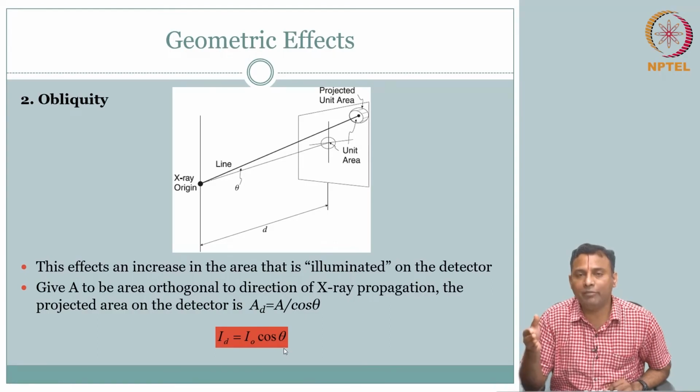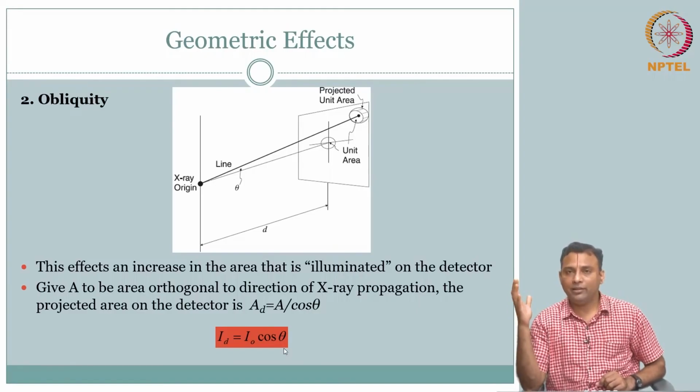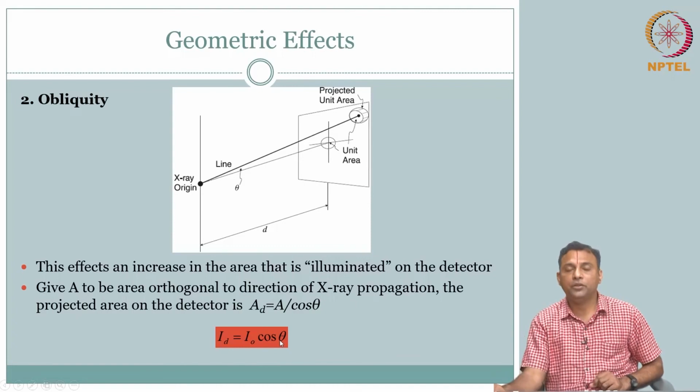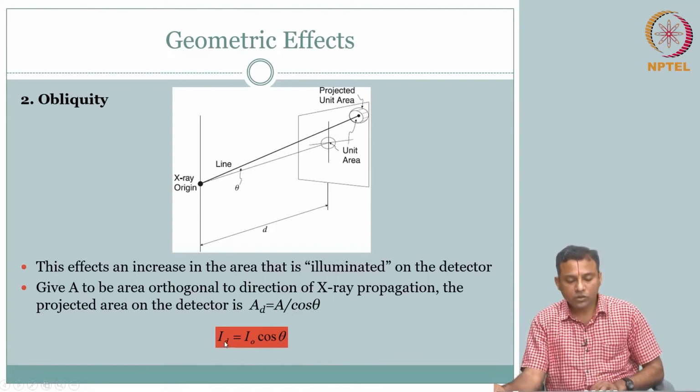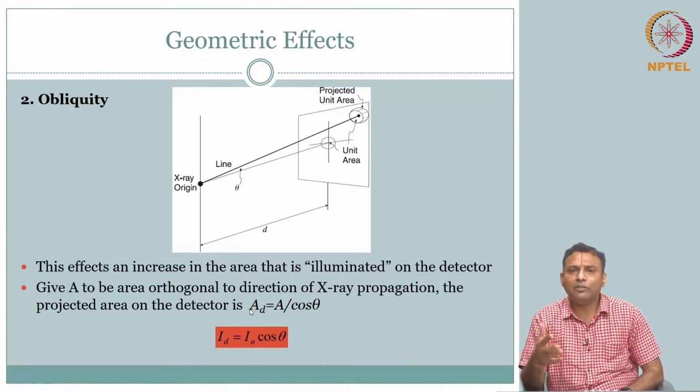So, at the center you will have minimum, as you move away from the center you are going to have more distortion, right, that is what this is going to suggest. So, I_D is I naught cos theta. Again, these are some things that you can do at the time of calibration.